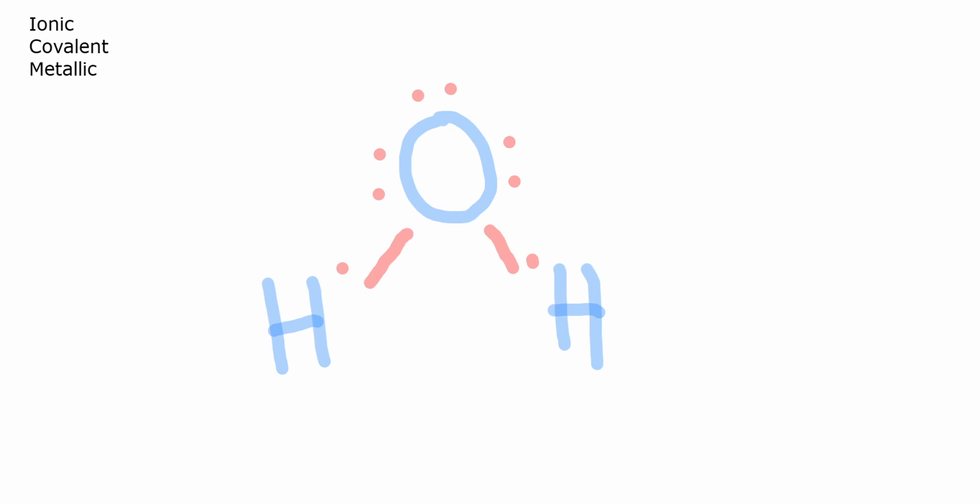But because oxygen is a non-metal and needs more electrons, it is slightly negatively charged because it hogs most of those electrons, which makes hydrogen slightly positive. So this example is of a polar covalent bond. There's also non-polar, but that's one example.